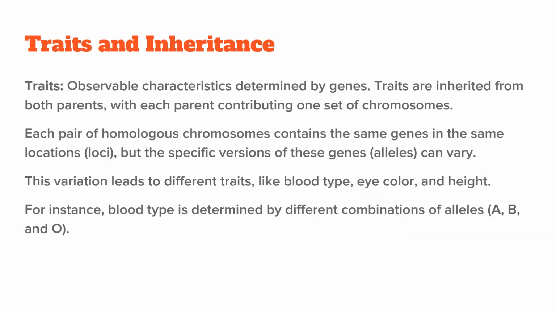Traits are observable characteristics determined by genes. Homologous chromosomes carry the same genes at the same loci, but the versions, or alleles, can differ. A gene is the slot on the chromosome, and an allele is the specific version that fills that slot. This variation explains why traits like height, eye color, and blood type differ among individuals.